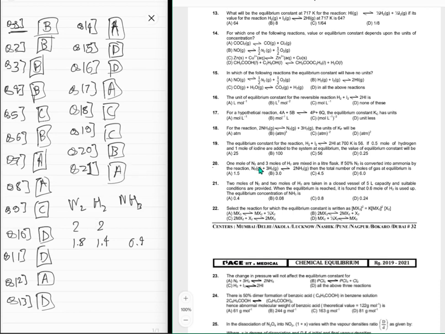Hey, it's still A. Question number 22. Select the reaction for which the equilibrium constant is written as, okay, K is just the concentration of X3 squared upon X2 squared times X2. Alright, so X3 squared, we'll look for that. Yeah, so C is the answer. This was very easy. Why did they put this?